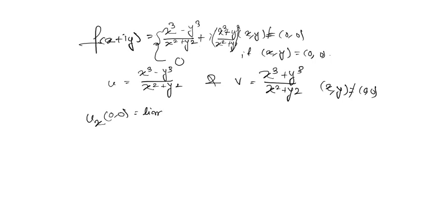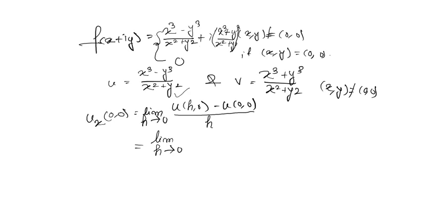The definition of this partial derivative is limit h tends to 0 of u of h comma 0 minus u of 0 comma 0, divided by h. So what is this? This is equal to limit h goes to 0. What will be your h comma 0? You can see this definition over here. That gives you nothing but h cube by h square. So we write it here: h cube by h square, and u at the origin is 0, that we know, divided by h. So this is equal to limit h goes to 0 of 1 only. So the value is 1.